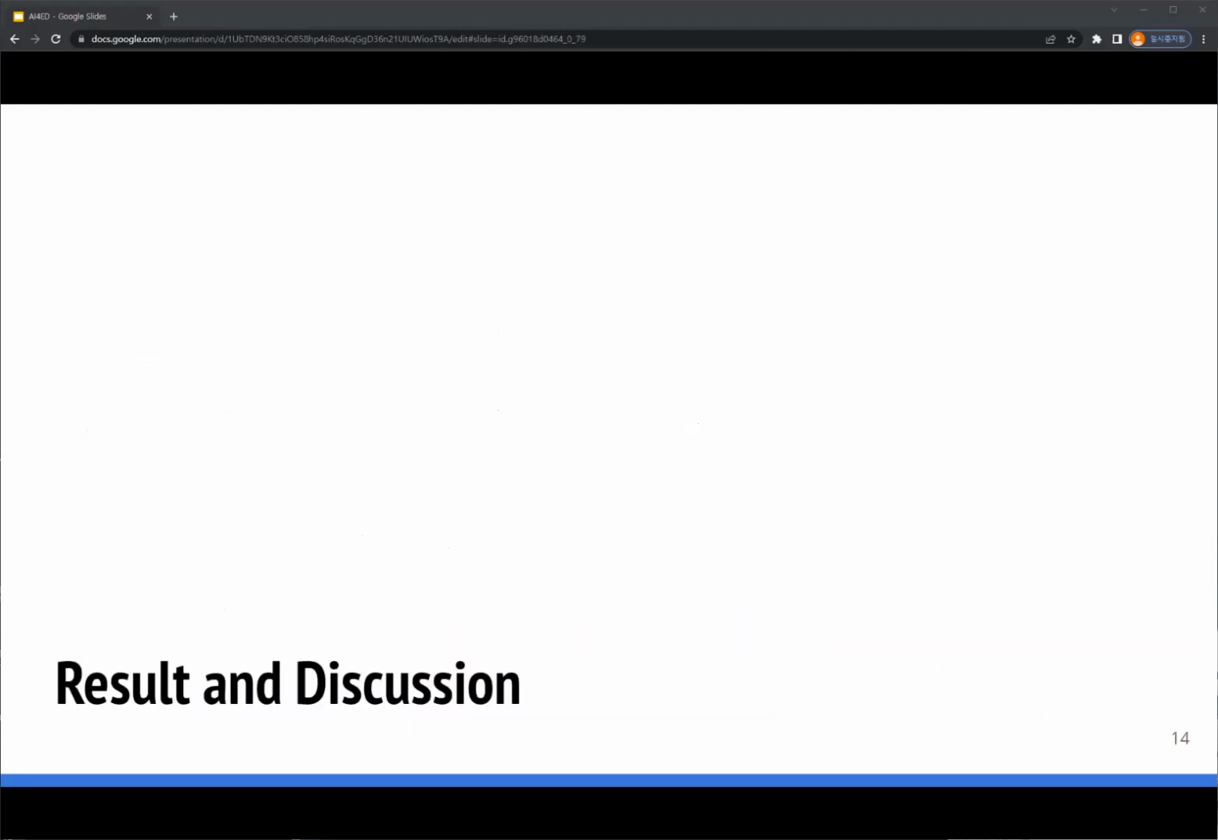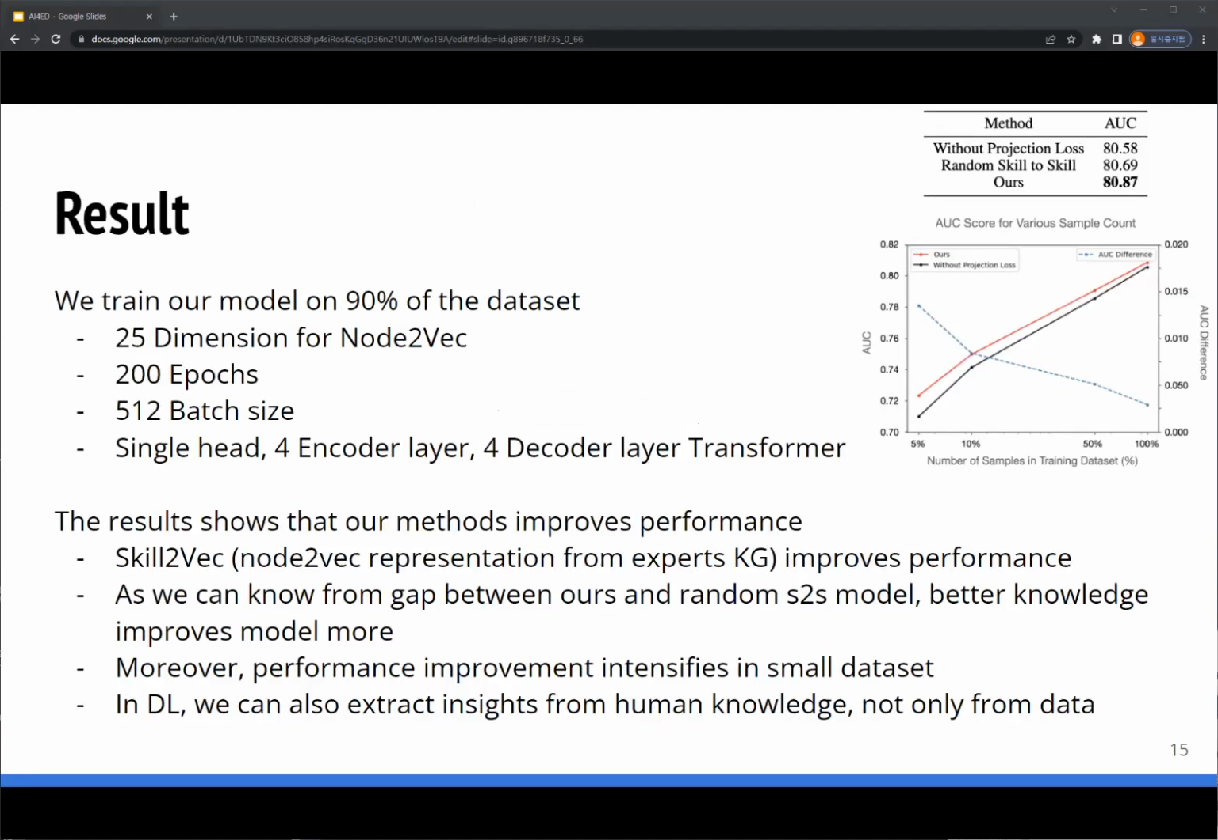Now, let's move on to results and discussions. For the dataset, as we mentioned above, we use ASSISTments 09. We train our model on 90% of the dataset with the following hyperparameters: 25 dimensions for Node2Vec, 200 epochs, 512 batch size, single head, 4 encoder layers, and 4 decoder layers in the transformer.